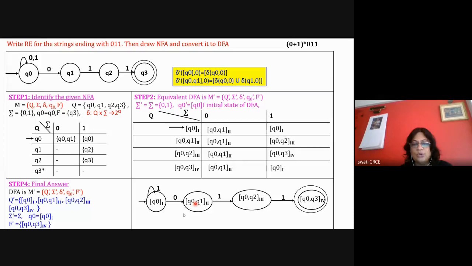Now go to the state 2. If here there is any 0, then it should remain there only, because it will be 0 1 1, and with that it will go to the final state. So we will write that. Now 0 1 is done. Now for the next state, if there is any 0 here, then it should go back, and with 0 1 1 it should go to the final state. So with 0 1 1 it will go to the final state. So this third state is done.